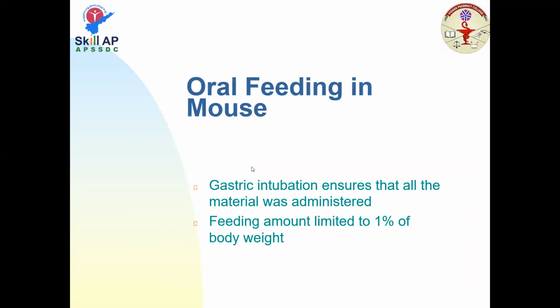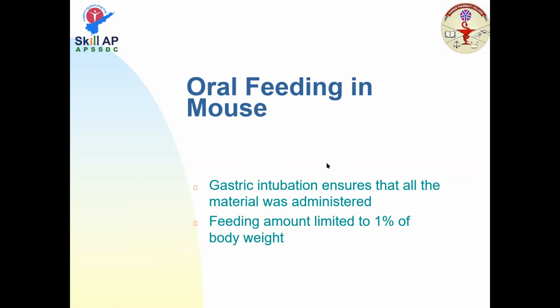Next one is oral feeding in mouse. This is one of the major things. Most of the time people follow either oral or intraperitoneal: intraperitoneal for the parenteral route, and oral feeding for the oral route.